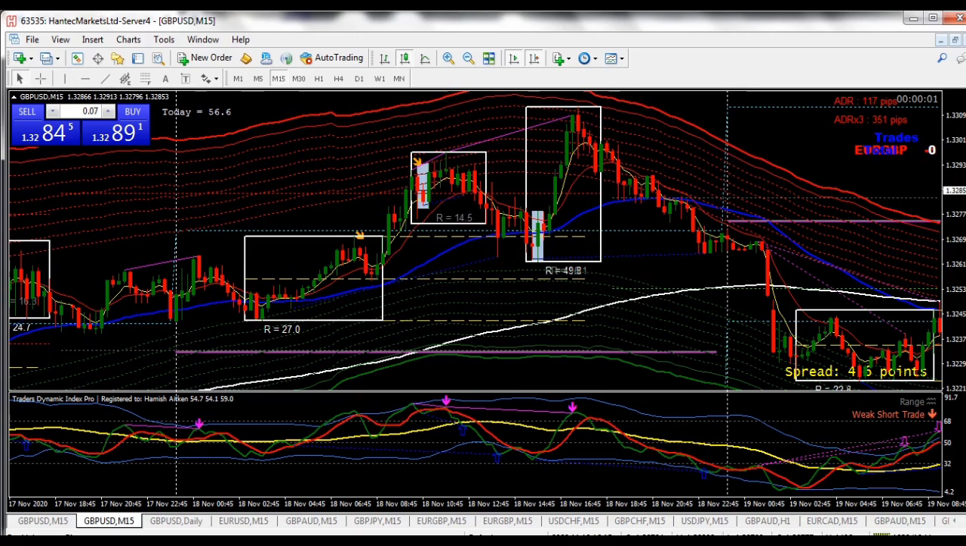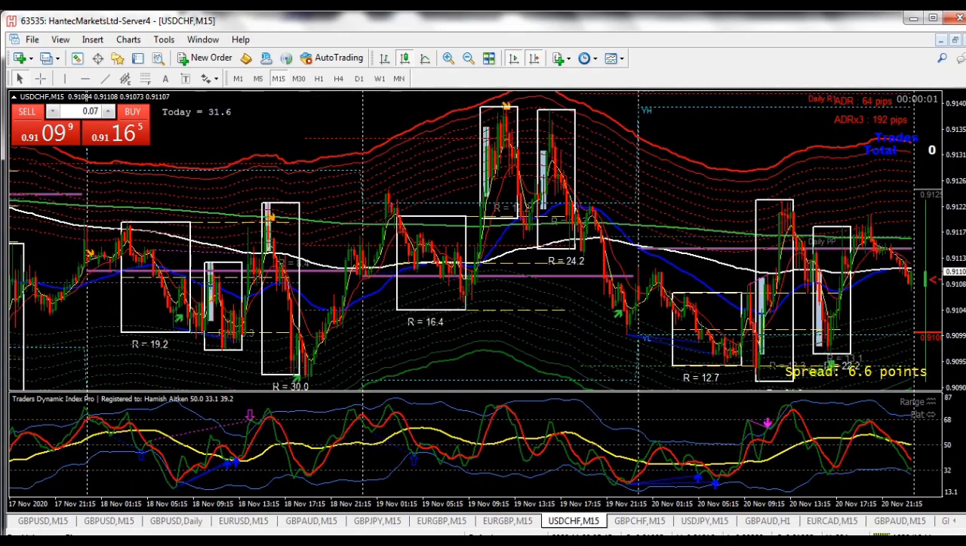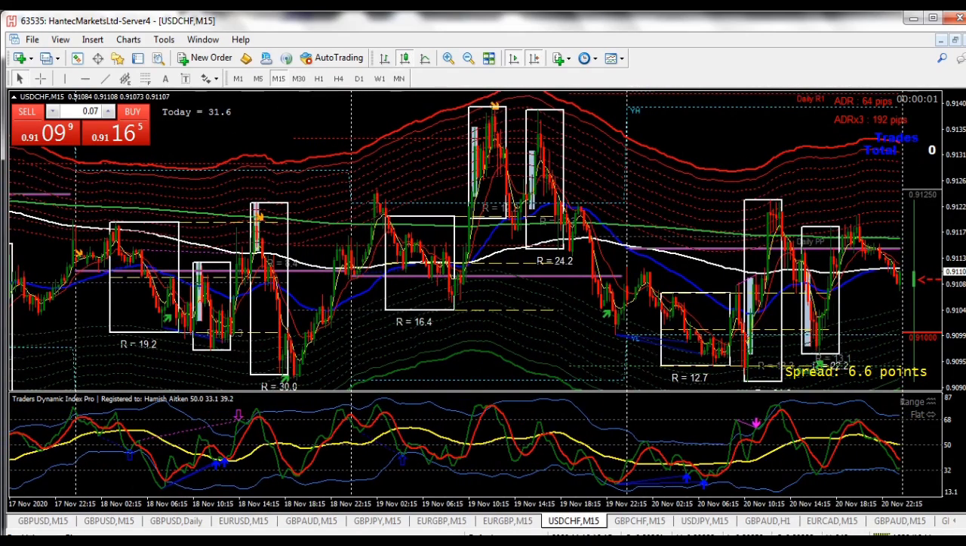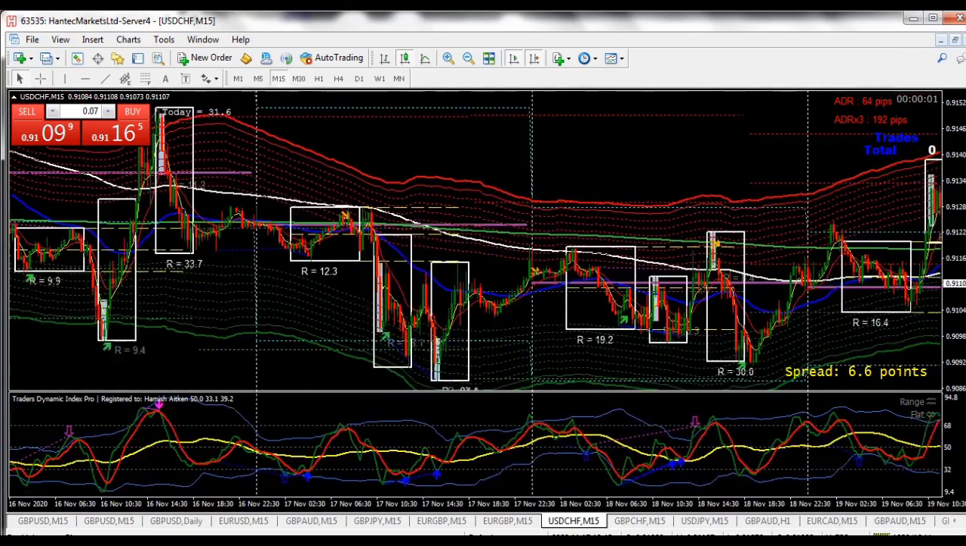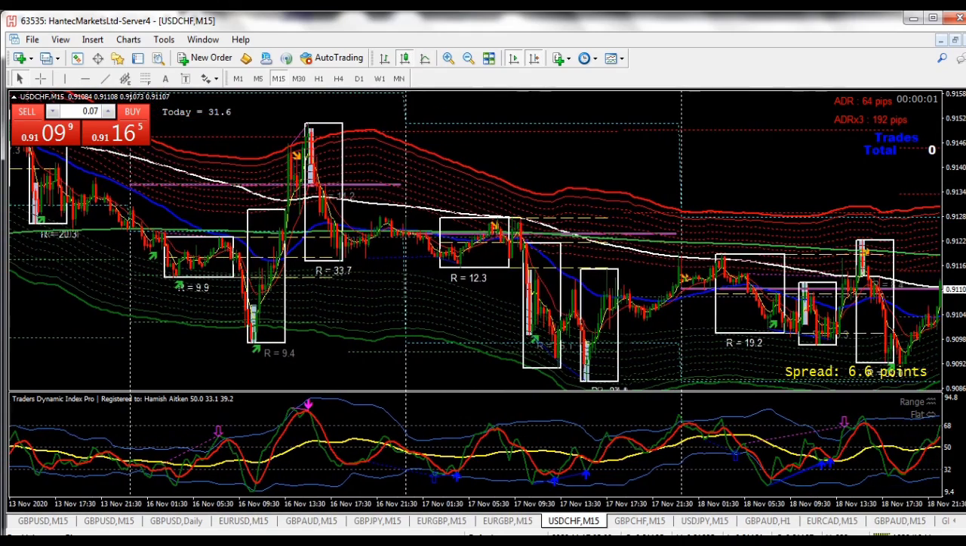The 18th of November. Let's see USD CHF, USD CHF 17th of November. Where's USD CHF? Okay, USD CHF. Let me see. USD CHF 17th of November. I had, was it a sell? I had a sell, 17th of November. Okay, so this was USD CHF 17th of November.